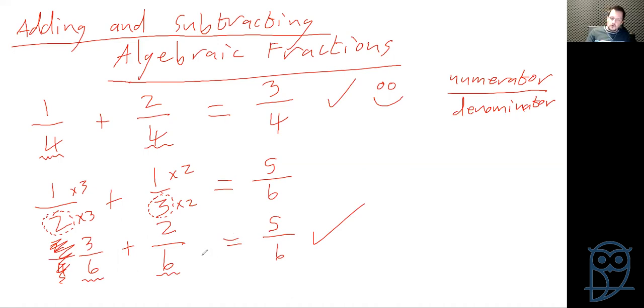So this sort of method is very important when it comes to algebra, because algebra is now going to come into your numerators or your denominators. And we're going to have to know how to do this method of finding a common denominator.